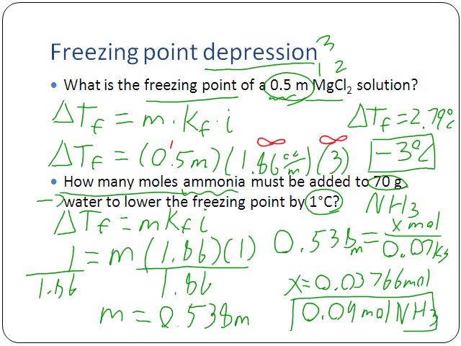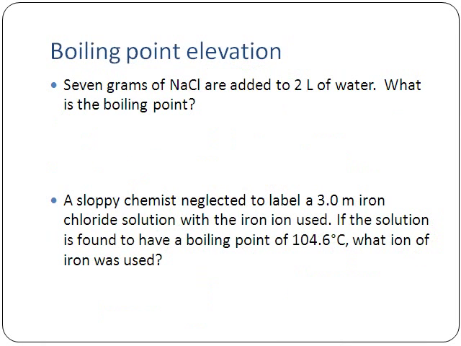And so that is how you'd go about doing some freezing point depression calculations. 7 grams of NaCl, sodium chloride, are added to 2 liters of water. What is the boiling point? And so we know that we're going to end up having to use our delta T is equal to the molality times the boiling point constant, not TF, TB. It's boiling point we're looking for here. Delta TB is equal to m times Kb times your Van't Hoff factor i. And so that's what we've got right here.